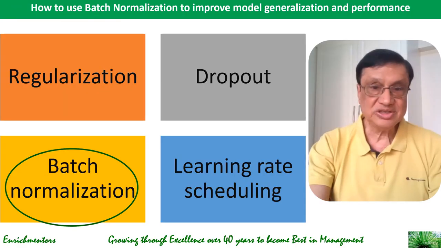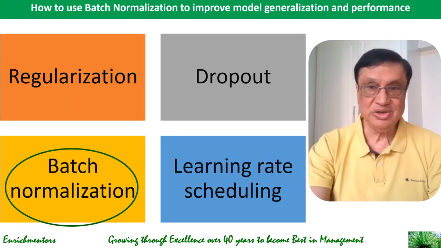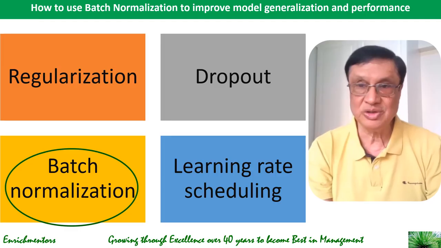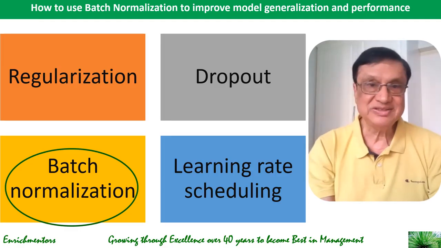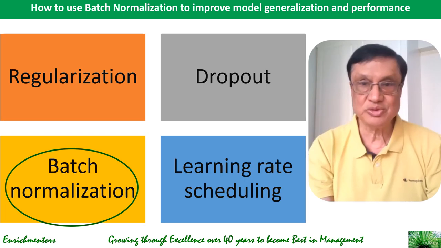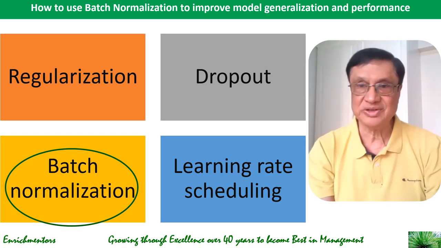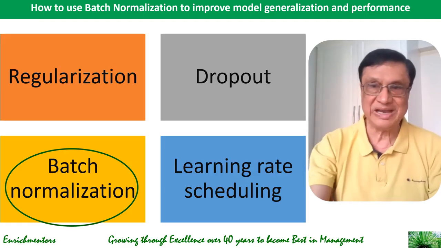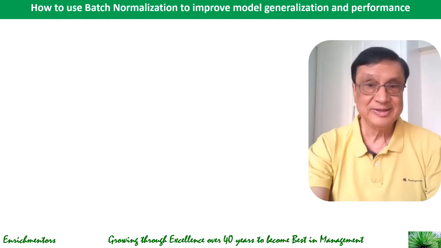Then let's look at batch normalization. So how do you use batch normalization to improve the process? Now batch normalization is a technique used to improve generalization of the neural network by normalizing the activations of each layer. It works by standardizing the inputs to a layer before applying the activation function, and this effectively stabilizes the training process and accelerates convergence. So let's look at how to use the batch normalization process.